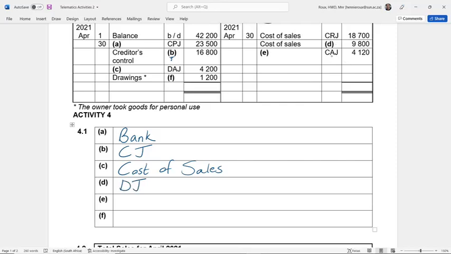Number E, creditors allowance journal, we returned stock. Our trading stock decreased, that's why we credited that, and we will debit creditors control, because it's a liability that decreases. And the last one, drawings, the owner took goods for personal use, and we know that will be a general journal entry.